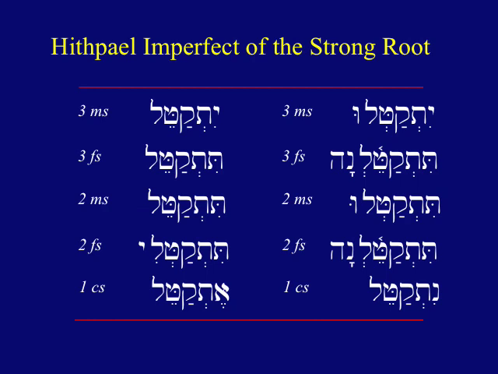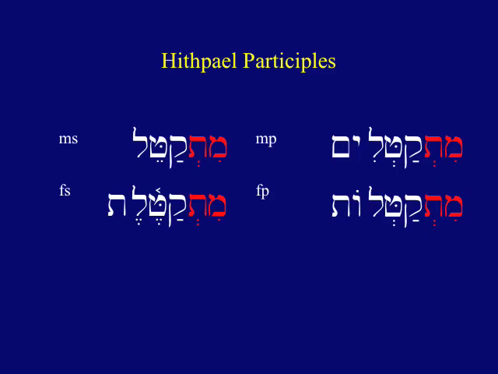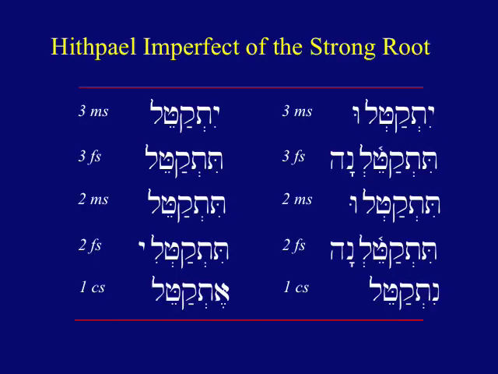Which brings us to the imperfect. And as we've seen in so many cases, the third masculine singular imperfect is the same as the participle, just substituting the preformative of the imperfect for the mem. So the participle, masculine singular, mitkatel, swap out that mem for a yod, you get your third masculine singular imperfect, yitkatel. And the preformatives of the imperfect are completely predictable here.